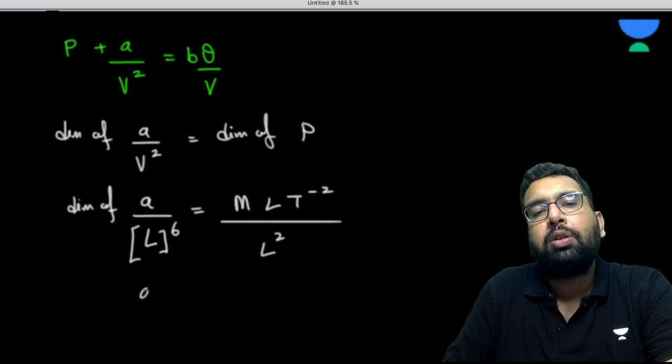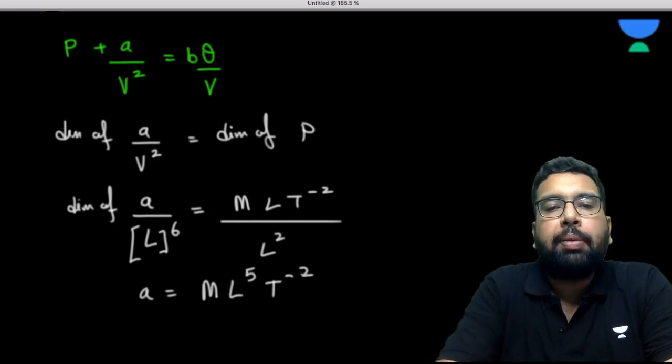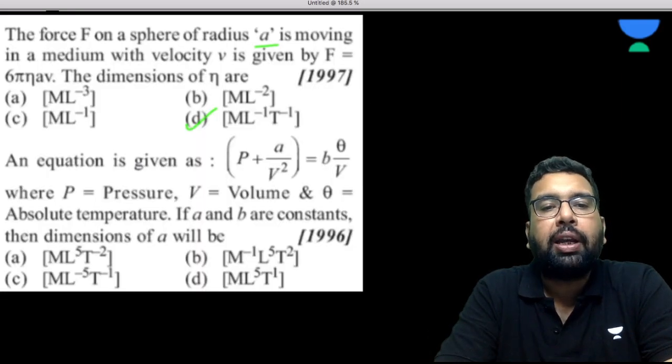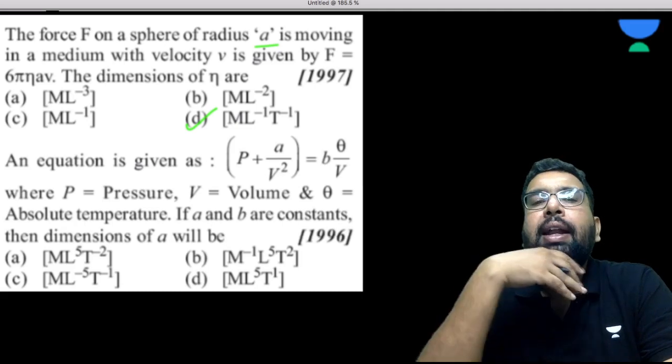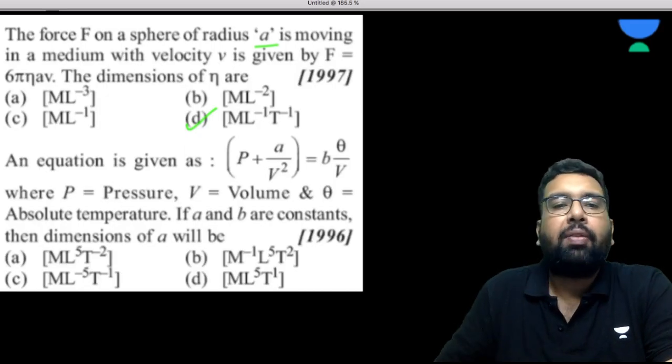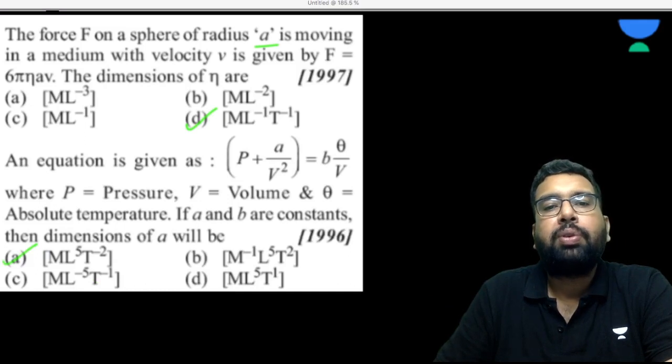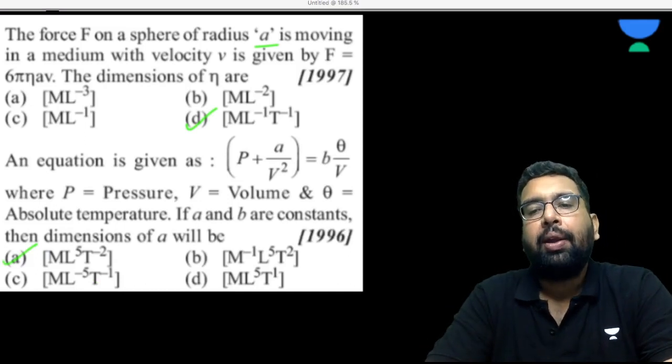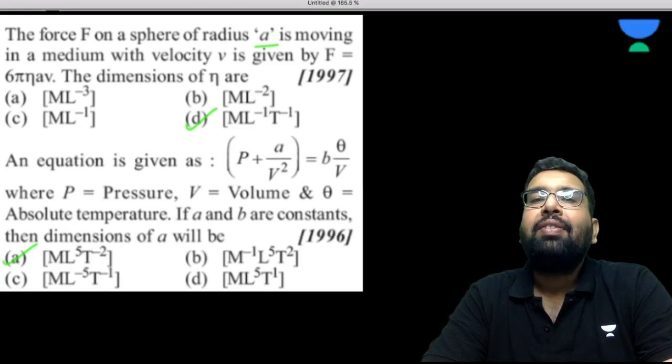So what is the dimension of A? It is going to be m. Now see, L to the power 4 will be left, and it will be L to the power 5, t minus 2. Directly they are asking you the dimension of A. So it is mL5 t minus 2. So what is your option? The option is A. Easy way to do it.